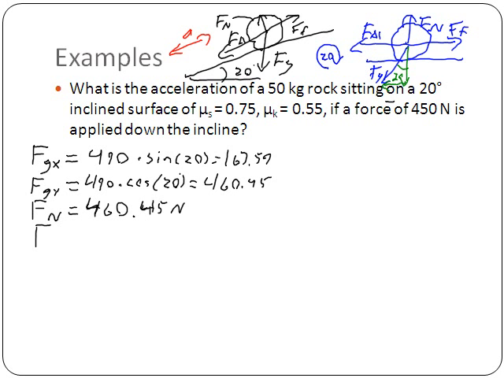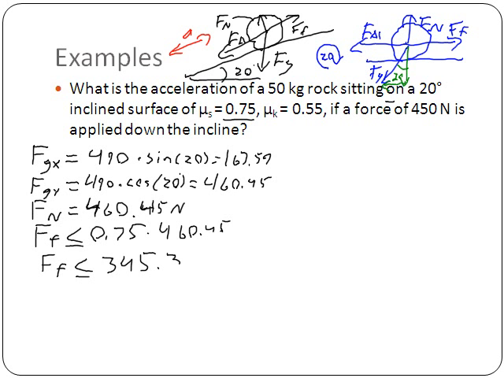So the static frictional force is always less than or equal to mu_s, 0.75, times the normal force, 460.45. And so that means that the static frictional force has to be less than or equal to the maximum possible value you could have, which would be 345.337. Now, let's see if our applied force is big enough to overcome that. The applied force in the x direction we found was 167.59. And so you might say, hey, nope, that's not going to work. We're sitting still. But you will have forgotten something.